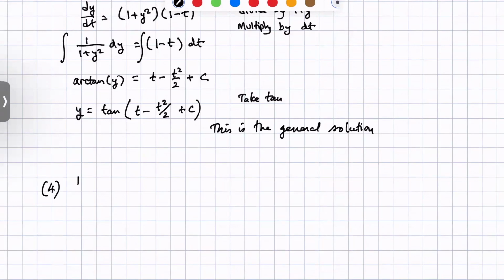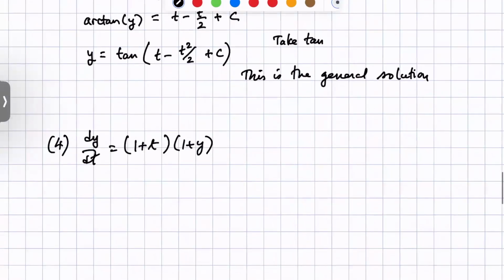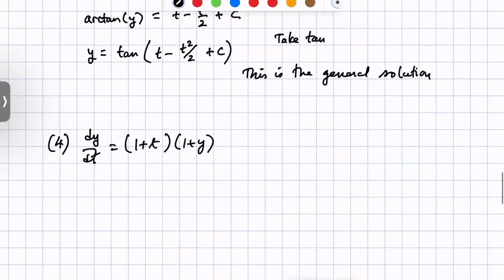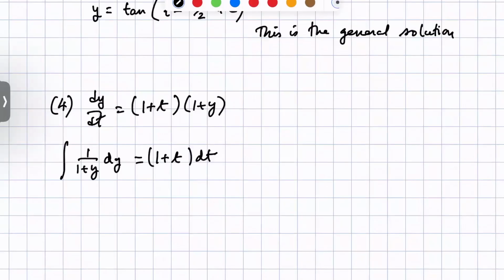This problem is dy/dt equals (1 + t) times (1 + y). So let's do the same thing again. Let's move all the y's to one side: 1 over (1 + y) dy. Let's multiply both sides by dt, so (1 + t) dt. And let's integrate both sides.